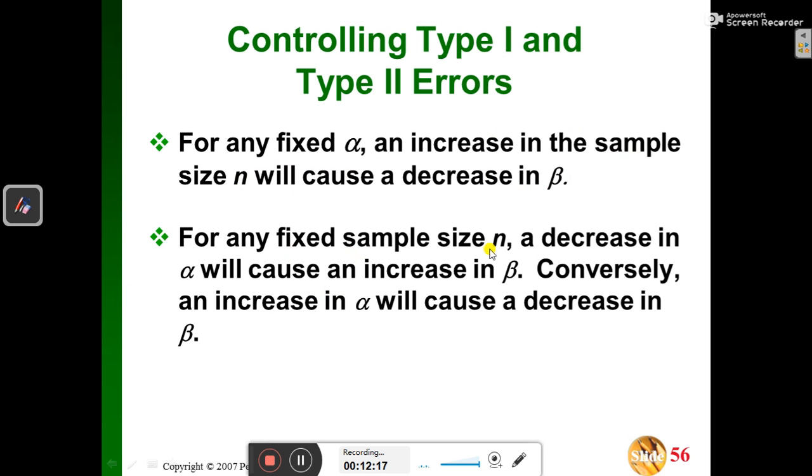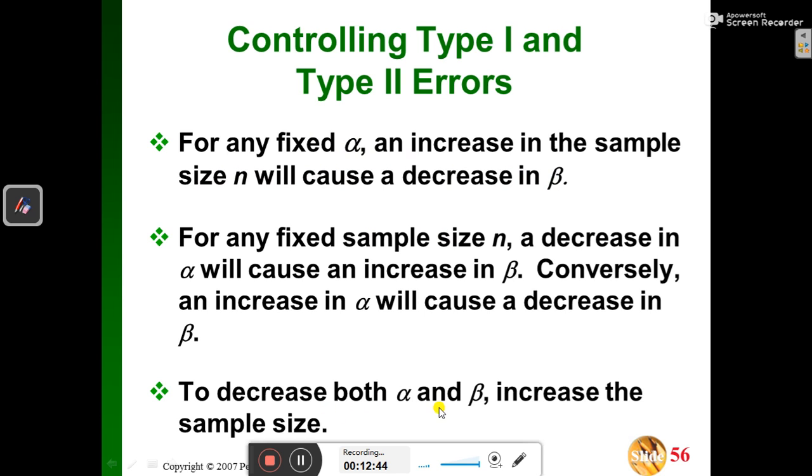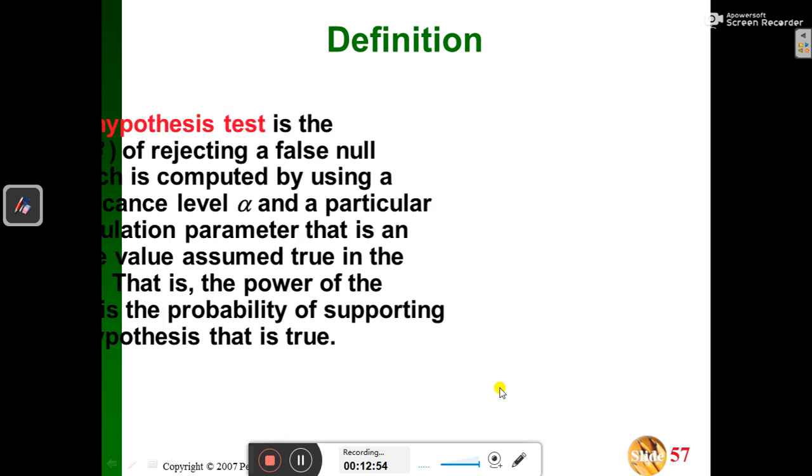For any fixed sample size, decreasing alpha will cause an increase in beta. Conversely, increasing alpha will cause a decrease in beta. So they are inversely proportional when the sample size is fixed. But if the sample size is not fixed, then by increasing the sample size we can decrease beta. To decrease both alpha and beta, increase the sample size. So overall, if we can increase the sample size, we can decrease both alpha and beta.